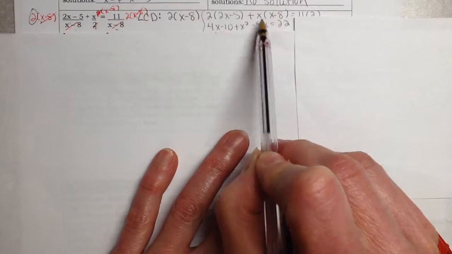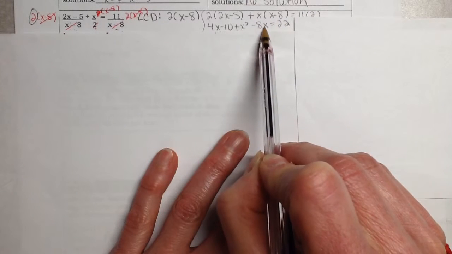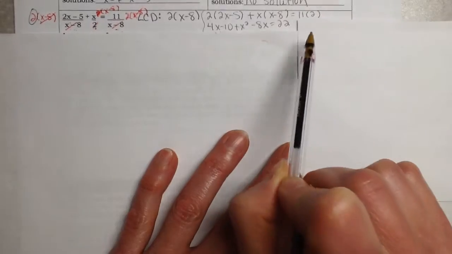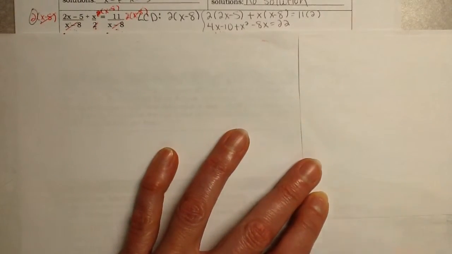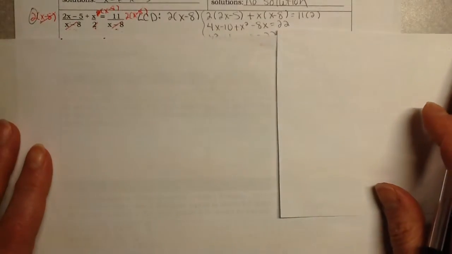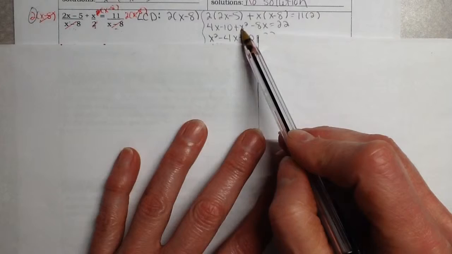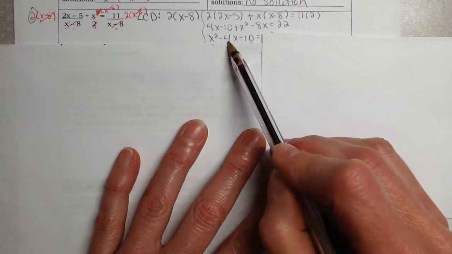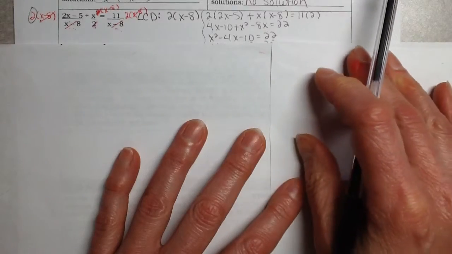And then x times x will give me x squared. X times negative 8 will give me negative 8x. And then again, 11 times 2 is 22. All right, now we're going to combine like terms. So we have the x squared from here. The 4x and the minus 8x will give us a negative 4x. And then we have the minus 10. It's going to equal 22.